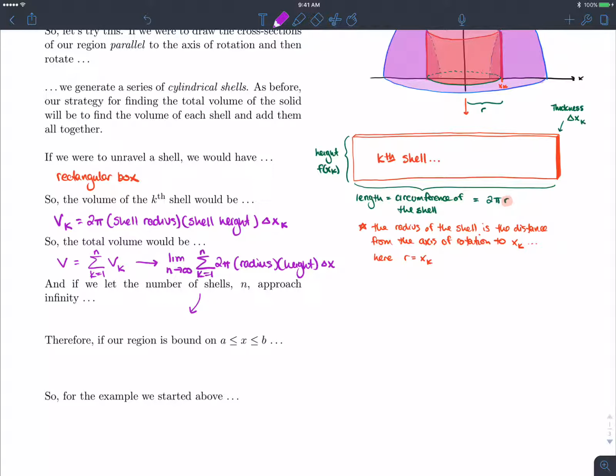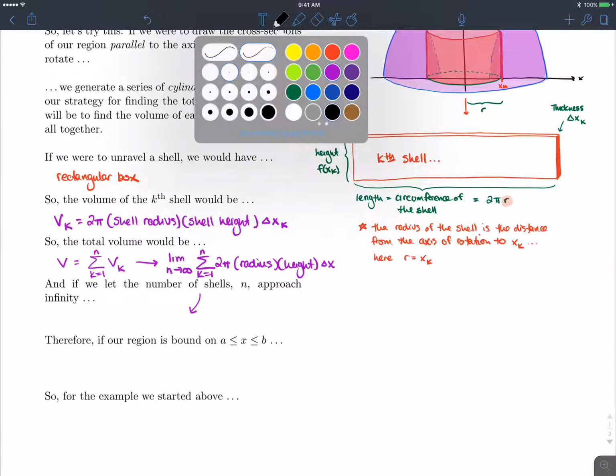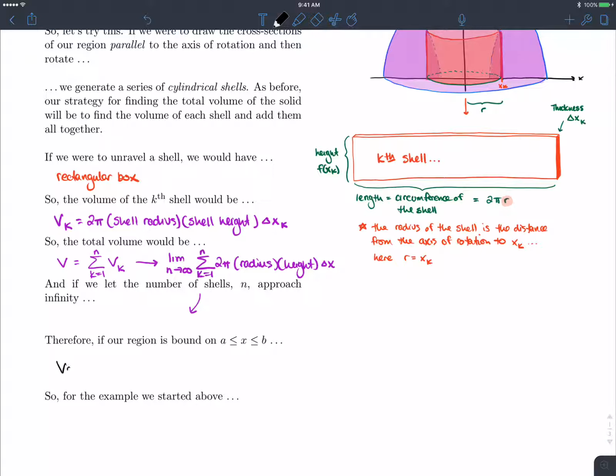So if we let it approach infinity, the result for our region is going to be the definite integral. So here's the big payoff: volume is equal to the integral from a to b of 2 pi times the radius times the height of the shell, and then dx.